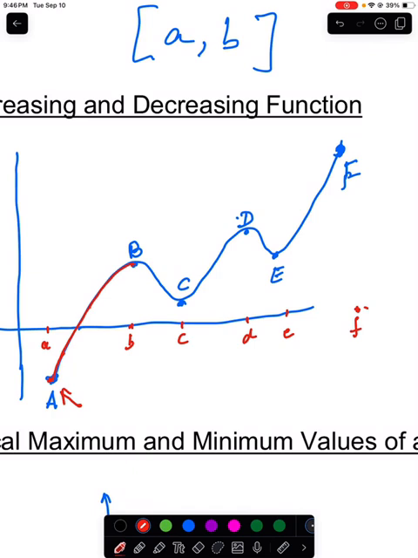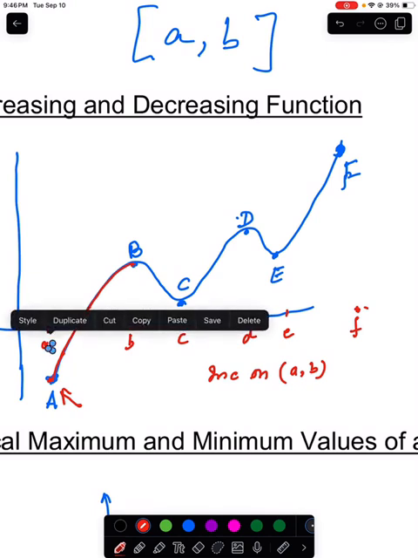So we see that it is increasing on the first interval, A to B. So on the interval A to B, which is here along the x-axis, we say that this is increasing on this interval.